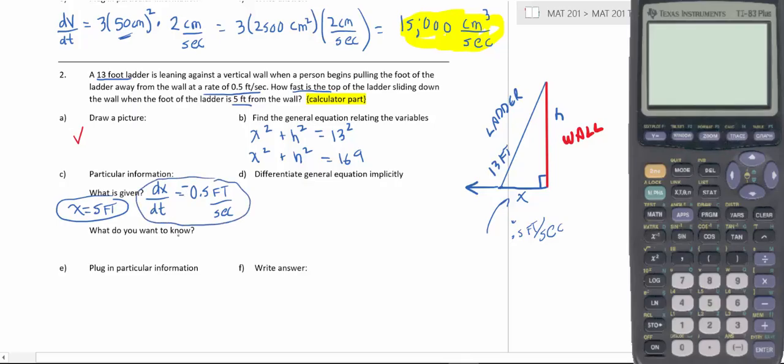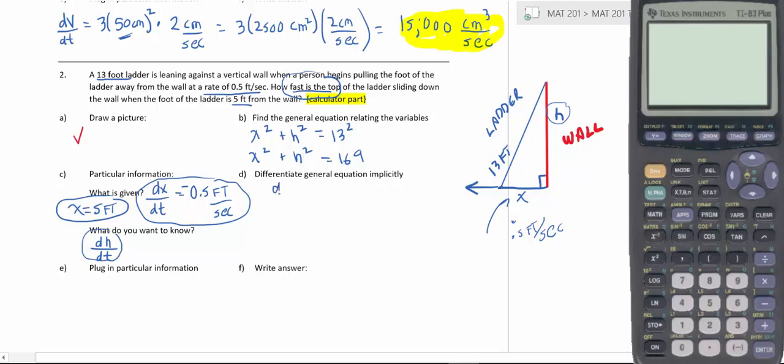You're generally always given some sort of a rate, and you're trying to find a rate. So what do you want to know? Well, read the question. How fast is the top of the ladder changing? So the top of the ladder is changing by this value of h. That thing is going downward. So what we want to find is the derivative of h with respect to time. So we got what we need to know, we got what we're given. Now we're ready to differentiate implicitly.